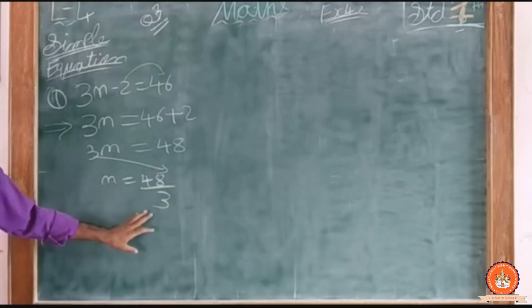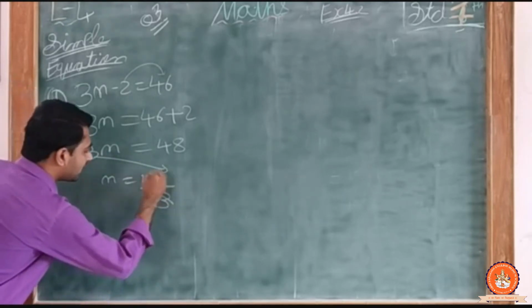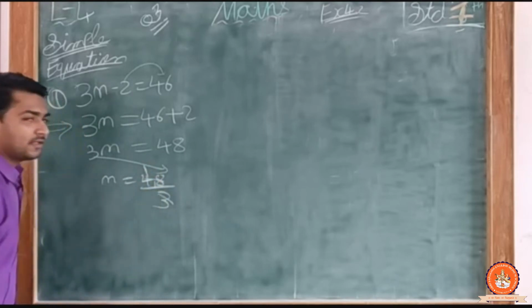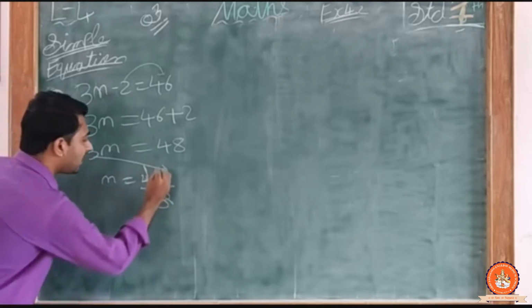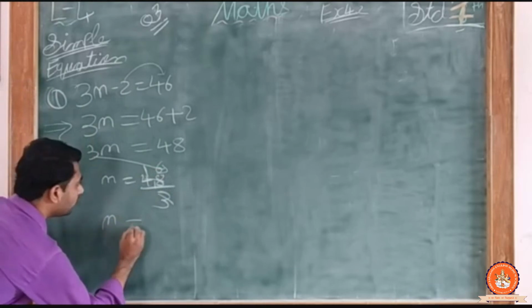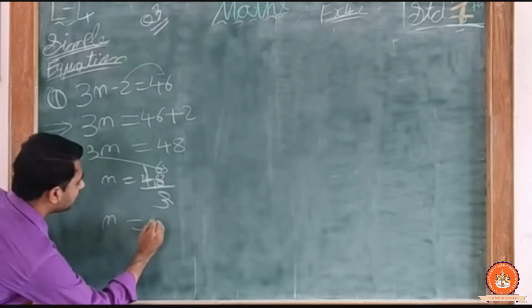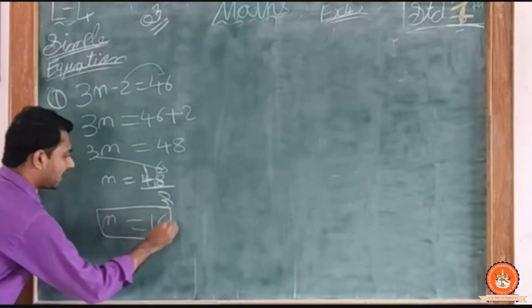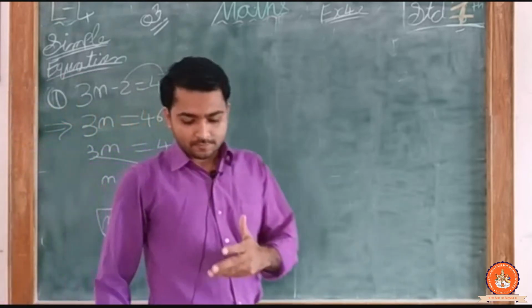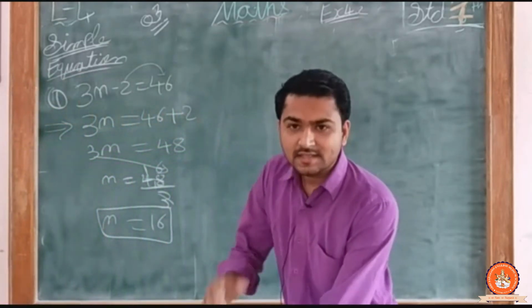So now 48 divided by 3: 3 ones are 3, 3 sixes are 18. So n is equal to 16. So I found my variable over here. Now question number 2 is the same only.